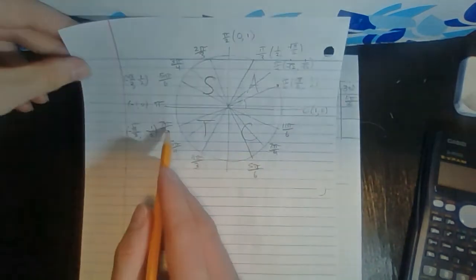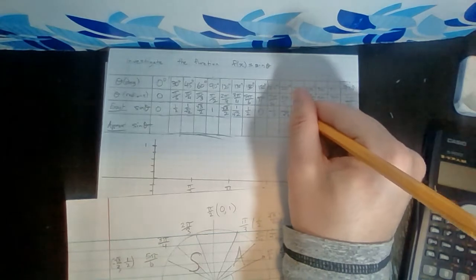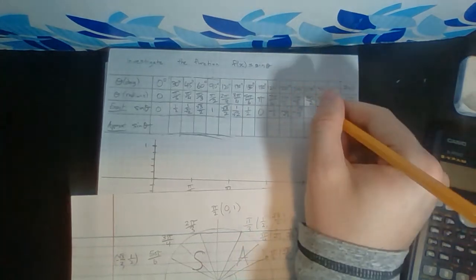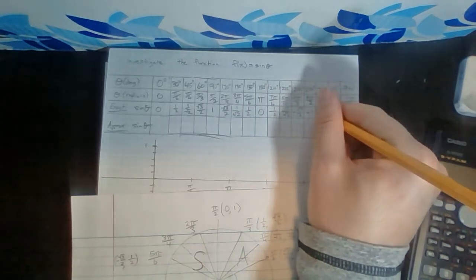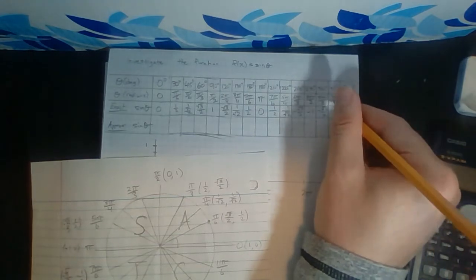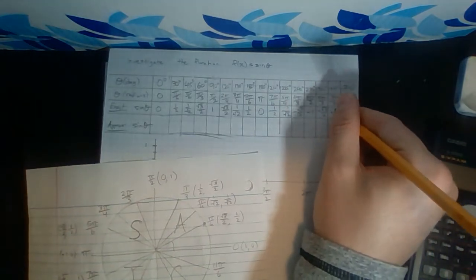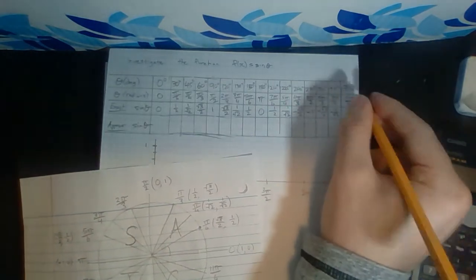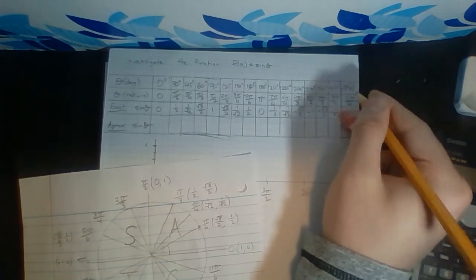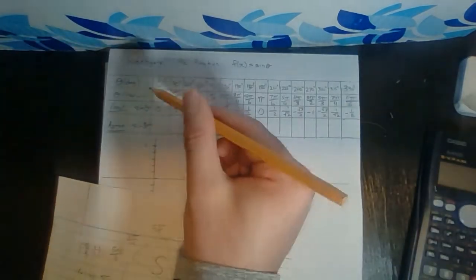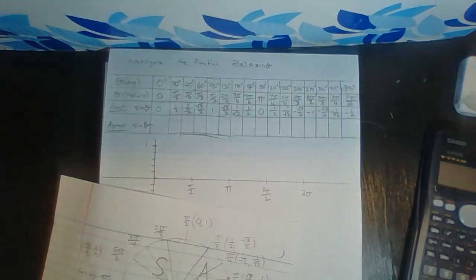Now as we work down, we're in the negatives. So we're going to be negative 1 over 2, negative 1 over root 2, negative root 3 over 2, negative 1, back towards 0. Our y values are getting higher towards 0: negative root 3 over 2, negative 1 over root 2, negative 1 over 2, and when we get back to 360 degrees, we'd be back to 0.